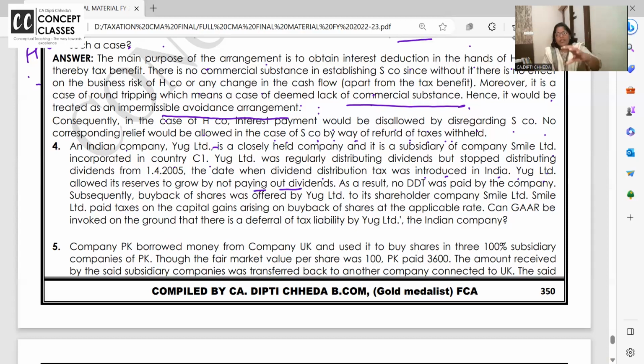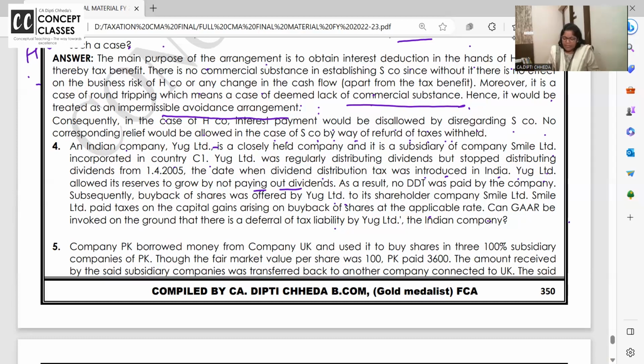Either you can give dividend to shareholders, or you can allow your reserves to grow, and then you can give bonus, or you can buy back shares. सब company अपनी अपनी policy करते हैं. As a result, no DDT was paid by the company. Subsequently, buyback of shares was offered by UG Limited to its shareholders, and Smile Limited paid taxes on the capital gain arising on the buyback of shares. Can GAAR be invoked on the ground that there is a deferral of tax liability by UG Limited?